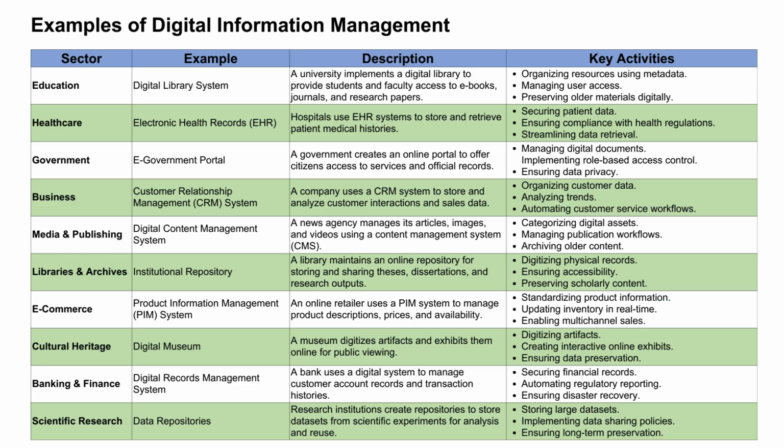In libraries and archives, digital information management is seen in institutional repositories. Libraries use these systems to store and share theses, dissertations, and research outputs. Key activities include digitizing physical records, ensuring accessibility, and preserving scholarly content. In e-commerce, online retailers use product information management or PIM systems. These systems manage product descriptions, prices, and availability. Digital information management ensures standardized product information, real-time inventory updates, and support for multi-channel sales.